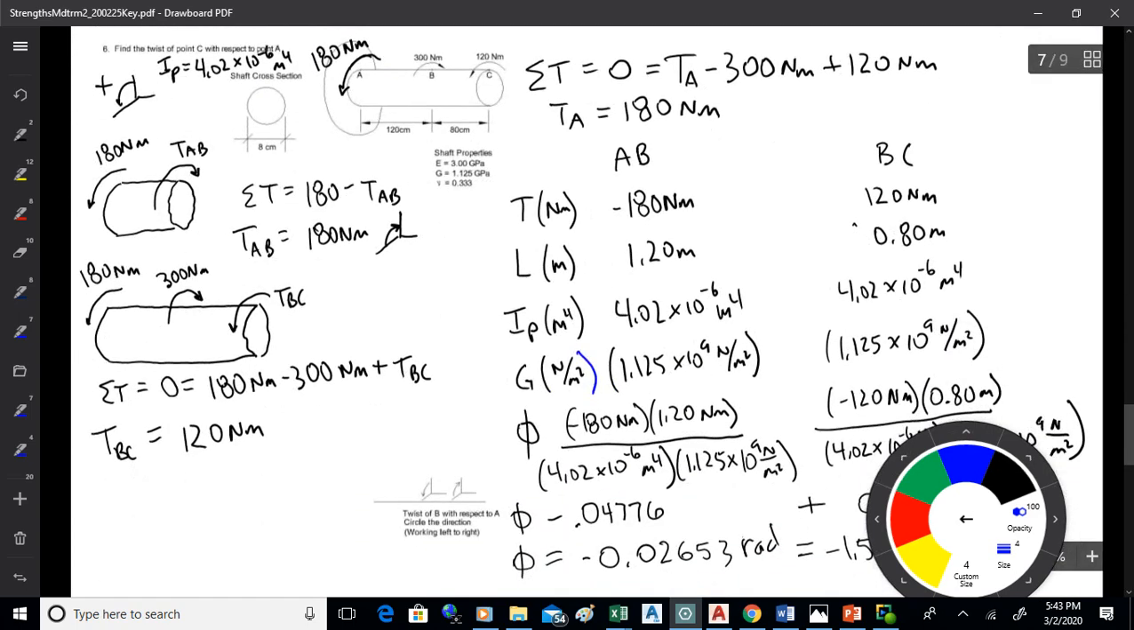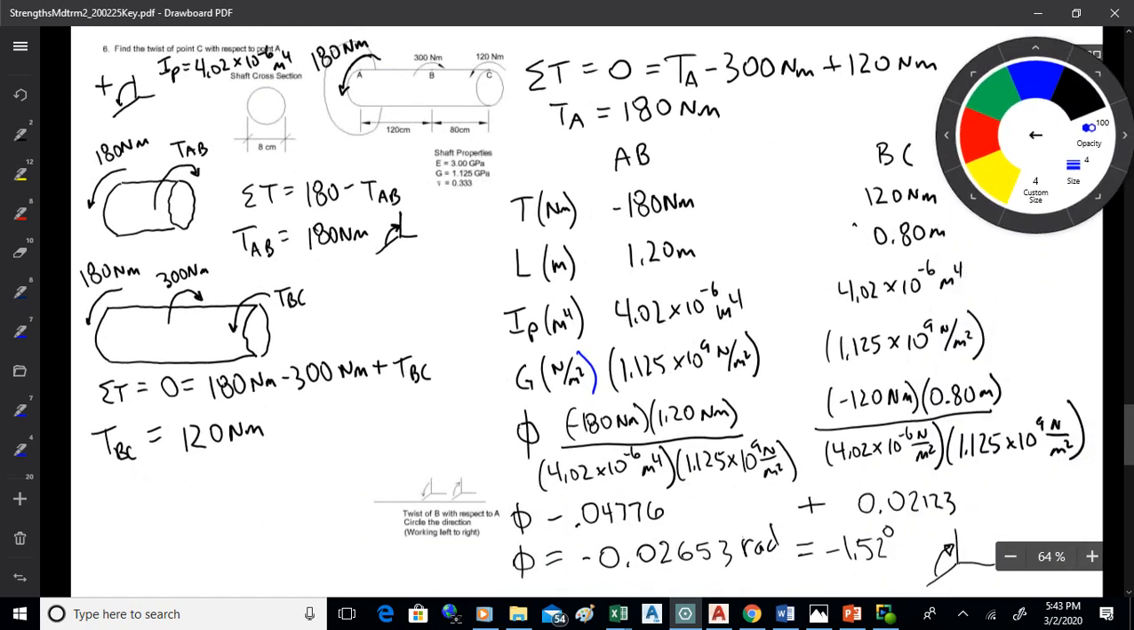Okay, the last one is finding the twist angle. The formula there is TL over I G. You want to find the torsions for each section of the shaft. Find the reactive torsion here first. It's 180. Going like that, draw up a free body diagram. You can find the internal torsion anywhere between A and B is a negative 180. And then you can find the internal torsion anywhere between B and C is a positive 120.